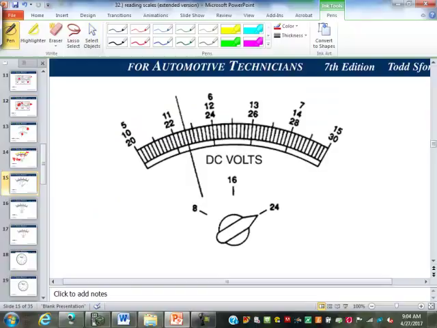How about here? We're now set on the highest scale. So from here to here is 24 minus 22, right? And that's 10 divisions. So 2 volts divided by 10, that's 0.2 volts. So this is 22.2, .4, .6.